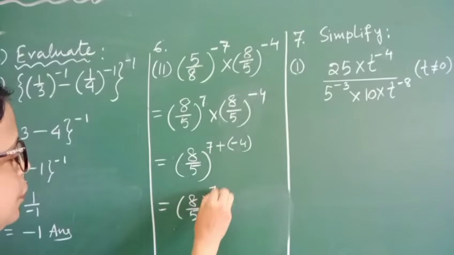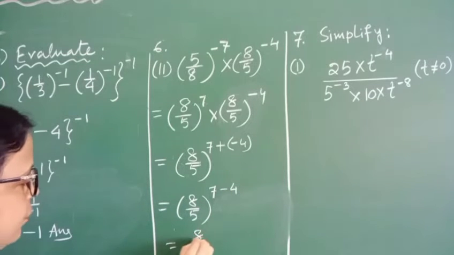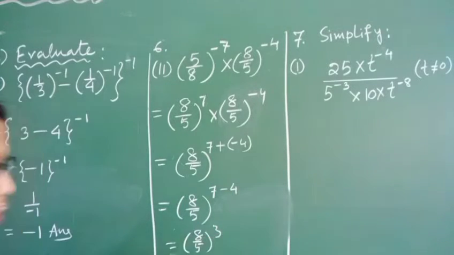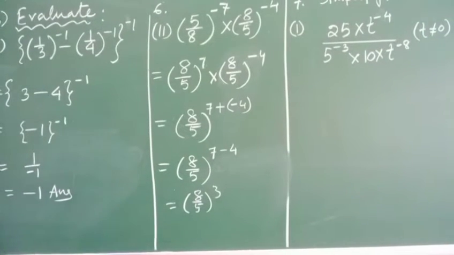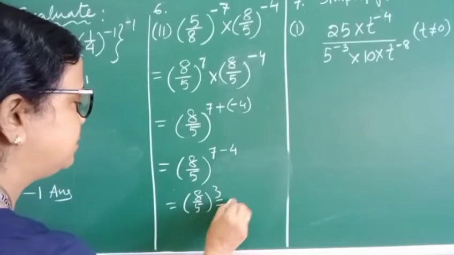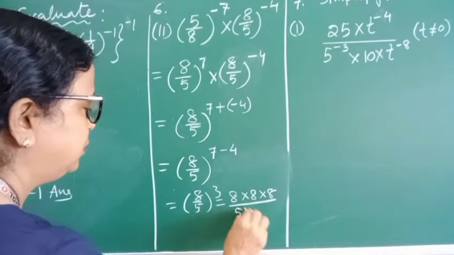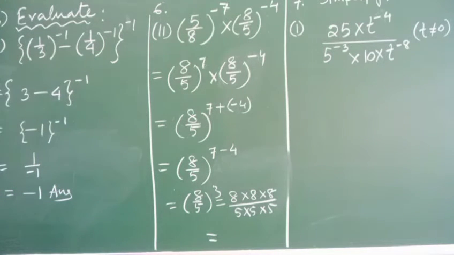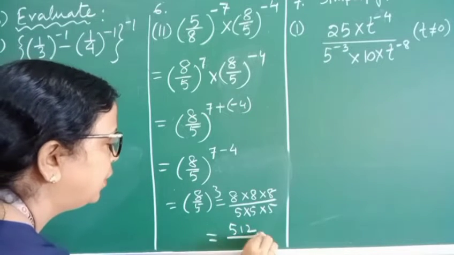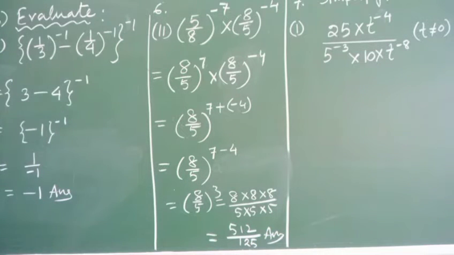7 plus minus 4, 7 plus minus minus 4, so 8 by 5 whole to the power 3. That means 8 you will multiply by 3 times, 8 into 8 into 8, and in the denominator 5 into 5 into 5. So what will be the result? 8 8s are 64, 64 into 8, 512, 5 into 5 into 5, 125. Okay.